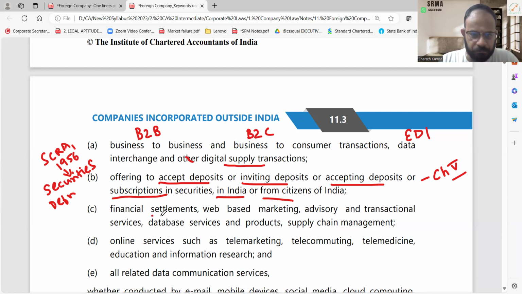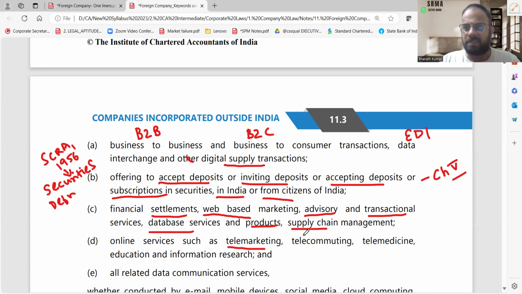Financial settlements, FEMA, Foreign Exchange Management Act 1999, web-based marketing. That means you are not physically there; the place of business and activity is happening. No, I don't bother where the server is. Web-based marketing, advisory services, transactional services, database services and products, supply chain, Amazon, whatever it is, anything relating to this, all these are electronic mode. These three points are very strong. Did you cover this? Yes. Any other online services like telemarketing, it is all electronic only.